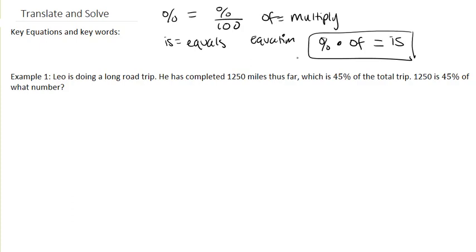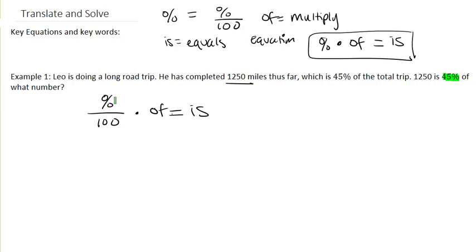Leo is doing a long road trip. He has completed 1,250 miles thus far, which is 45% of the total trip. 1,250 is 45% of what number? So let's plug in. First, let's write our equation right here. So we have percentage over 100 times of equals is.